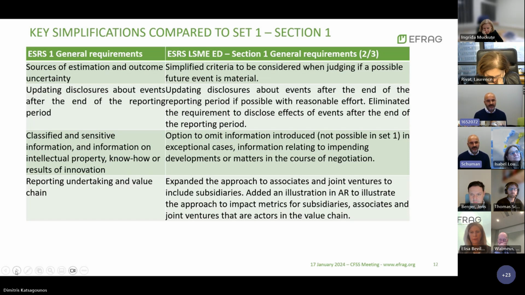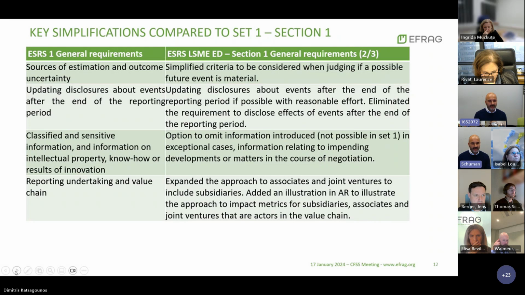In the DR related to updating disclosure about events after the end of the reporting period, we have also introduced "report if possible with reasonable effort," and we have eliminated the requirement to disclose the effect of events after the end of the reporting period. For the requirement related to classified and sensitive information, we introduce an option to omit information in exceptional cases for impeding developments or matters in the course of negotiation.